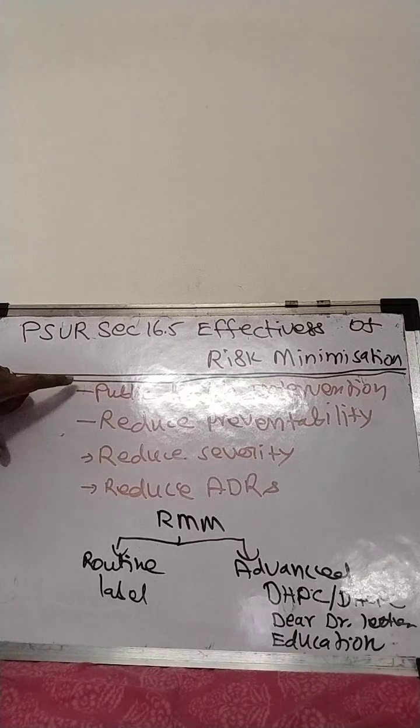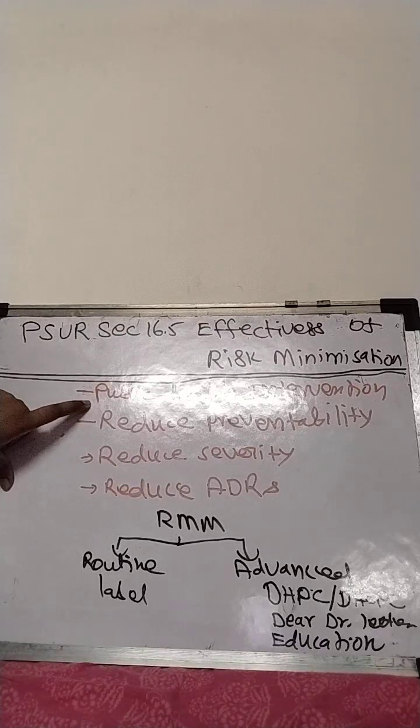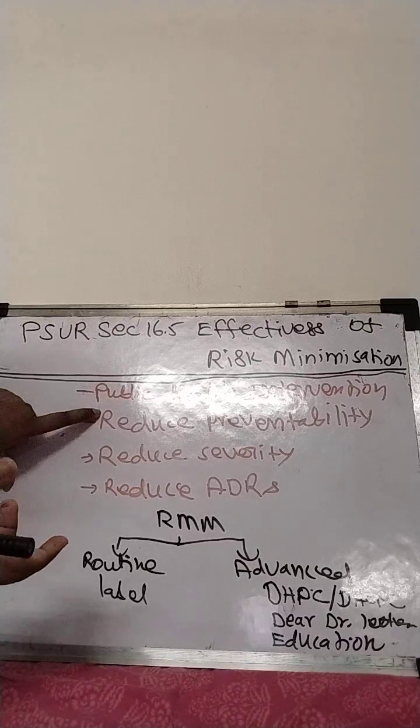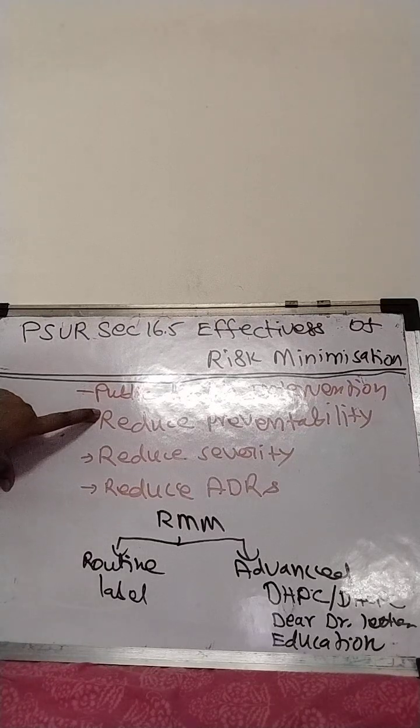So what it says is that risk minimization activities are public health interventions. We have already taken some measures, and we are going for an intervention to reduce the preventability. This again focuses on the preventability of what has already happened; we need to prevent that. That could be the scope, that is the understanding.